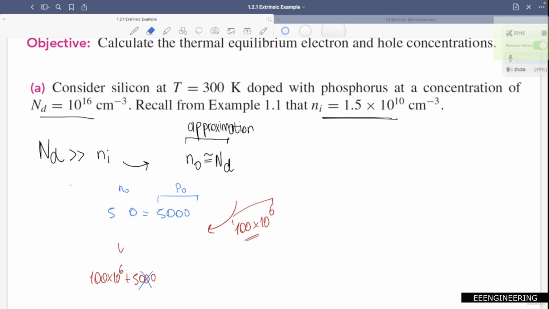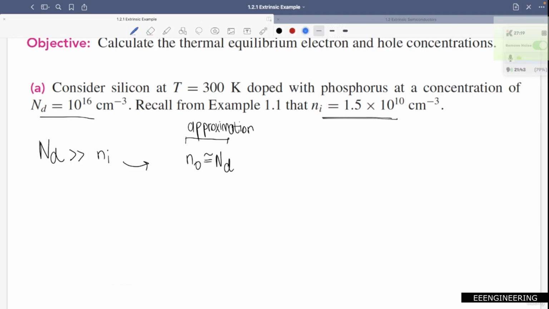I'm going to delete this part because it has nothing to do with the question. Now I'm going to move on with the question. We already have made our approximation, and now we're going to remember the formula we have. Normally N0 times P0 is equal to Ni squared.